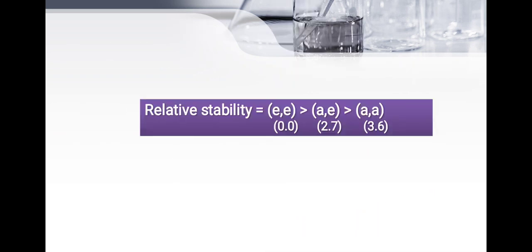See here again the relative stability. When you consider the equatorial-equatorial form of 1,2-dimethylcyclohexane, the energy is 0.9, that means it is more stable. When you consider the axial-equatorial form, having energy 2.7, it is less stable than equatorial. When you consider the axial form, the energy is 3.6 kilocalorie per mole, so it is again less stable than axial-equatorial. When you compare the stability of equatorial and axial, the equatorial has higher stability than the axial.